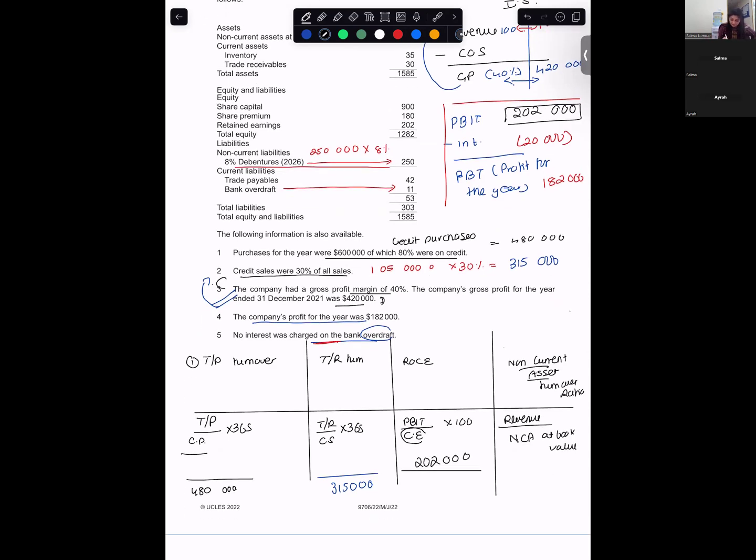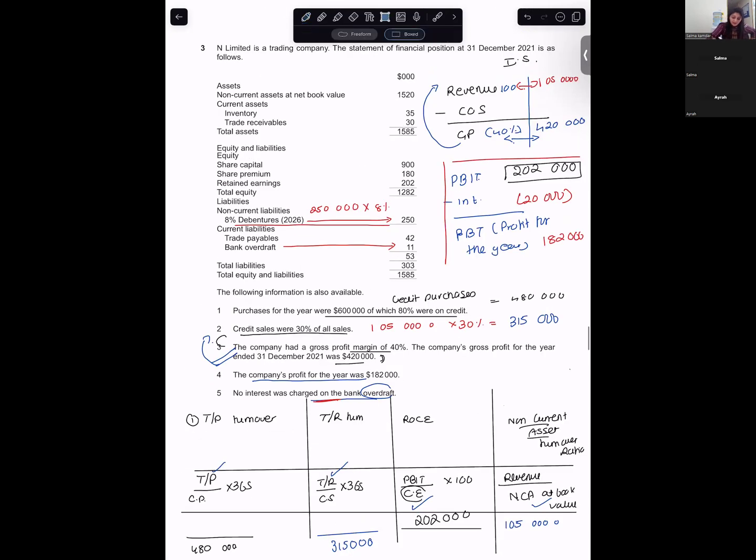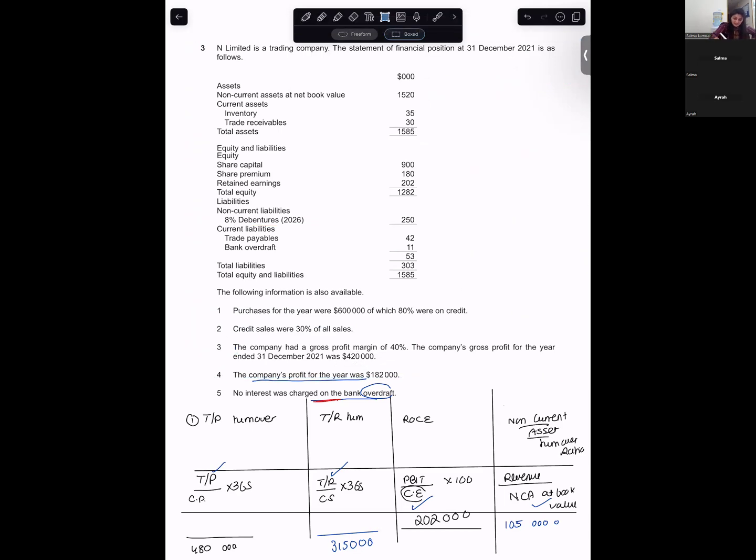Revenue also we found out. How much is the revenue? 105,000, 105 with four zeros. Okay, now I need trade payables, trade receivables, capital employed, and non-current assets at book value. What is my trade payables? I've incorporated all the adjustments. Trade payables is 42,000.